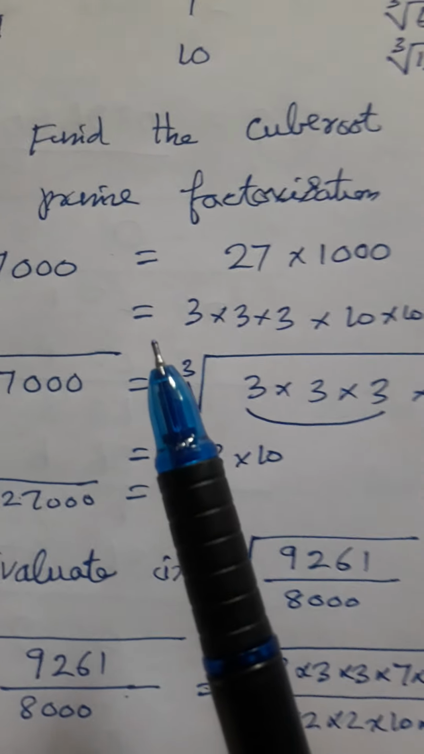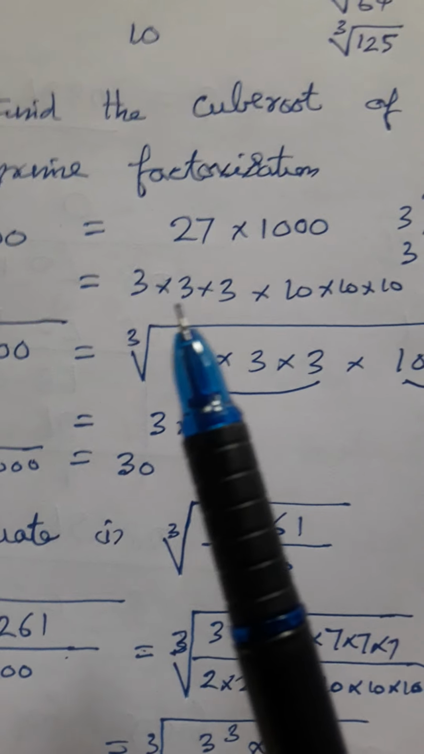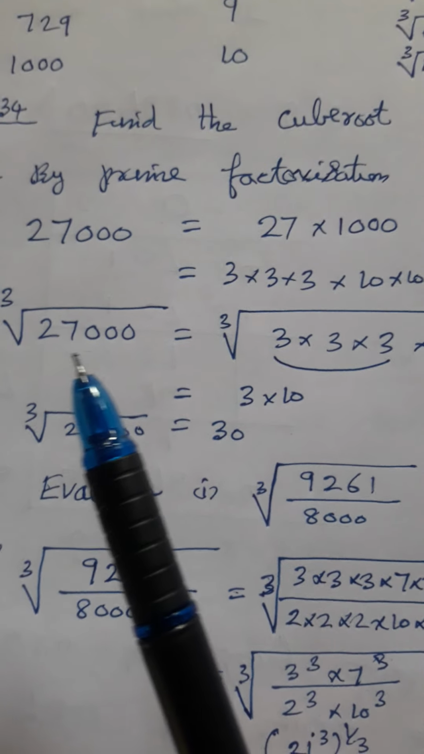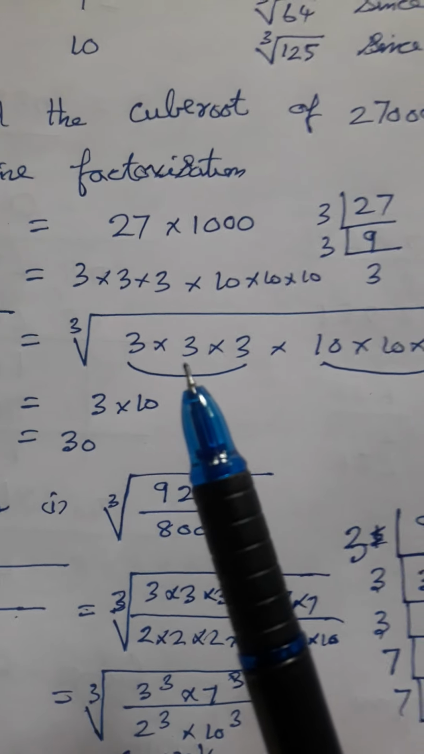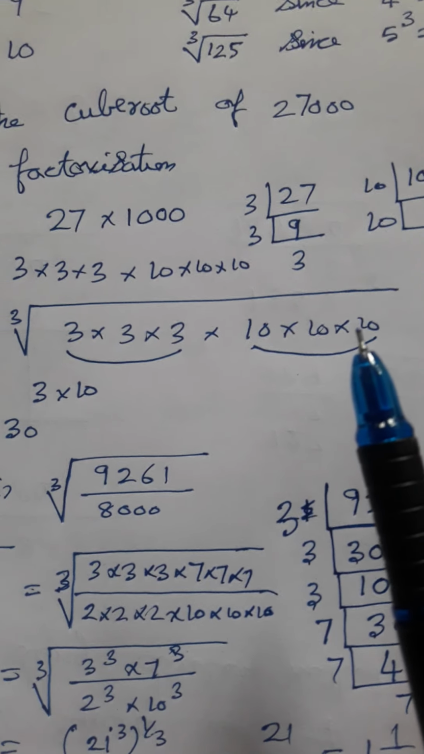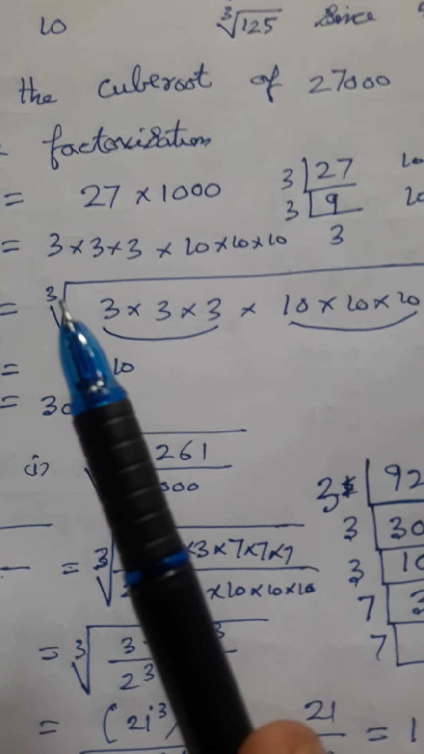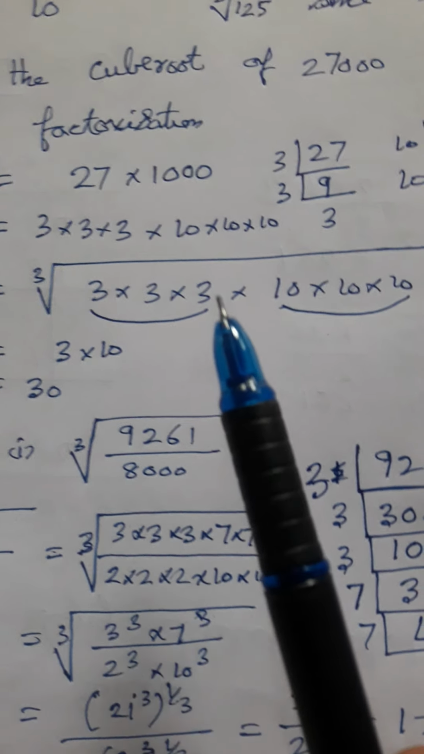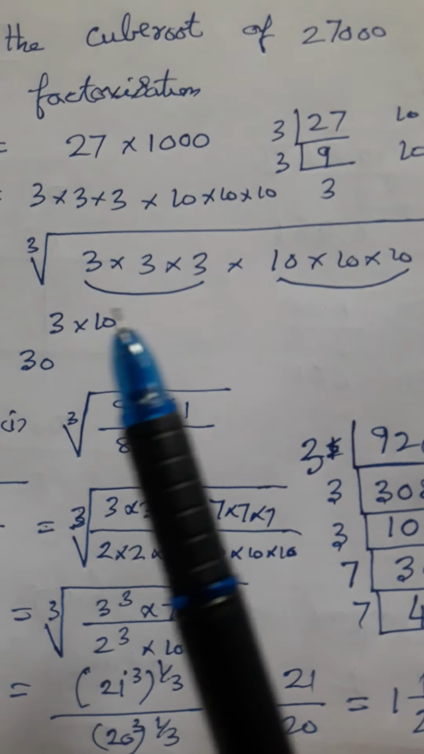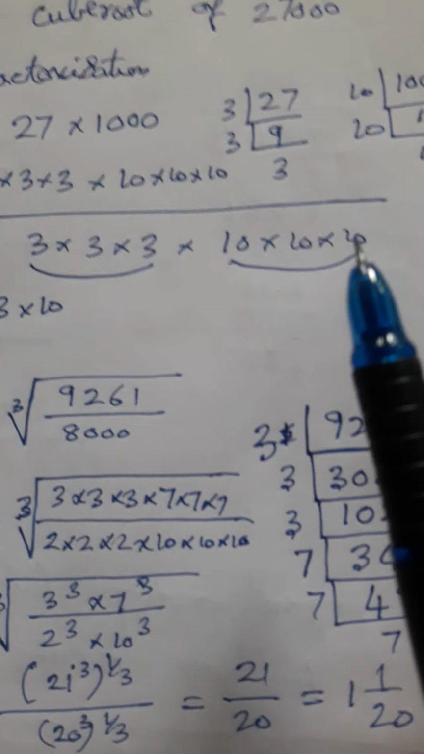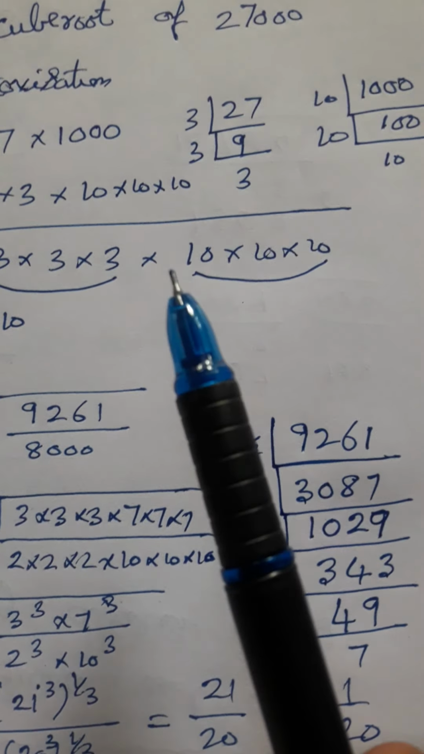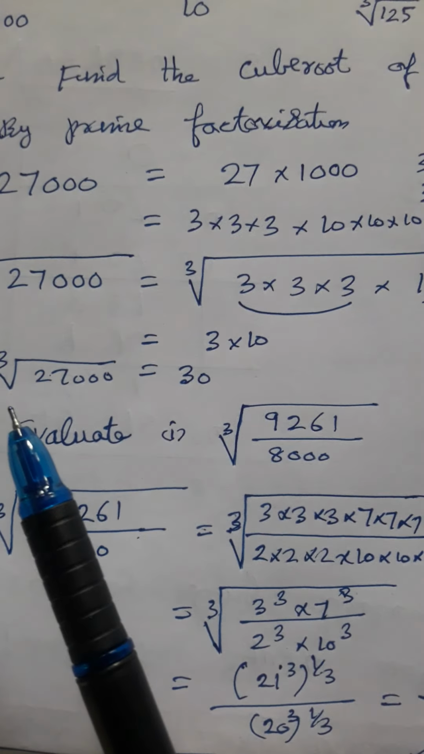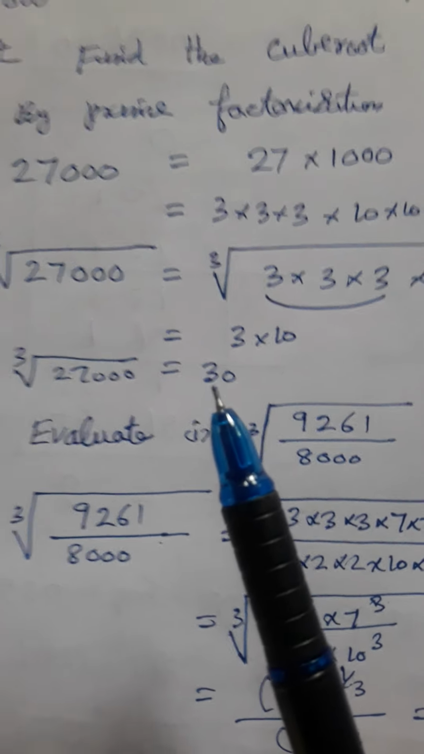Now 27,000 can be written as 3 into 3 into 3 into 10 into 10 into 10. So cube root of 27,000 equals cube root of 3 into 3 into 3 into 10 into 10 into 10. Here we have the cube root, so the order is 3. We have three 3s here, so take one 3 outside, and take one 10 from the three tens. So 3 into 10 is 30. So the cube root of 27,000 is 30, and that is the answer.